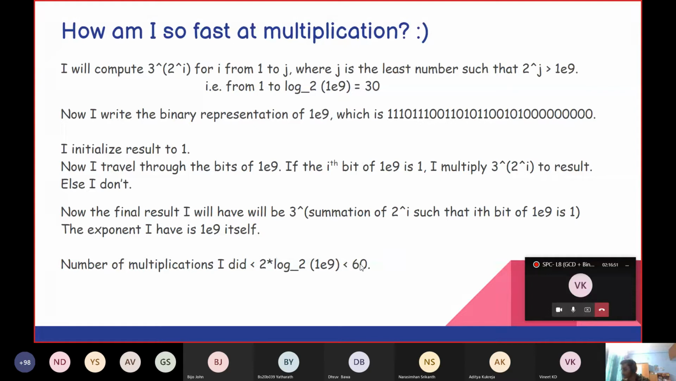Okay, so I see 6 hands raised. I guess that's fine. You can lower your hands. So I did it in 1 minute.